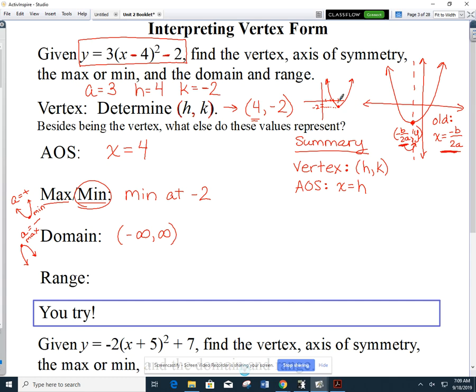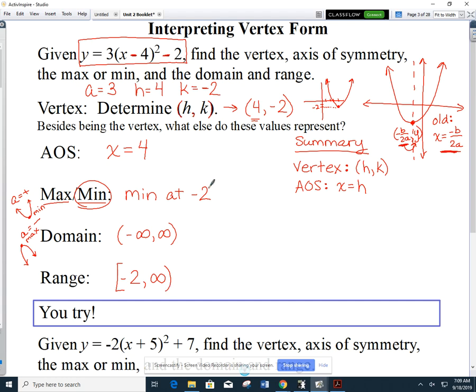The range goes from how low to how high this goes. So the lowest point is at -2, and then we see this goes up forever. So how low is -2, and the -2 is included, and then it goes up forever. So it's -2 to infinity. So let's finish this summary.